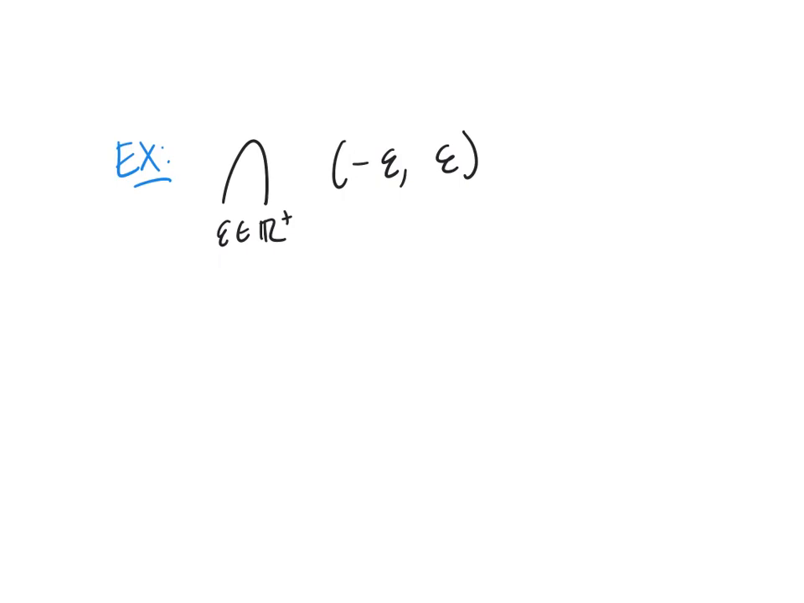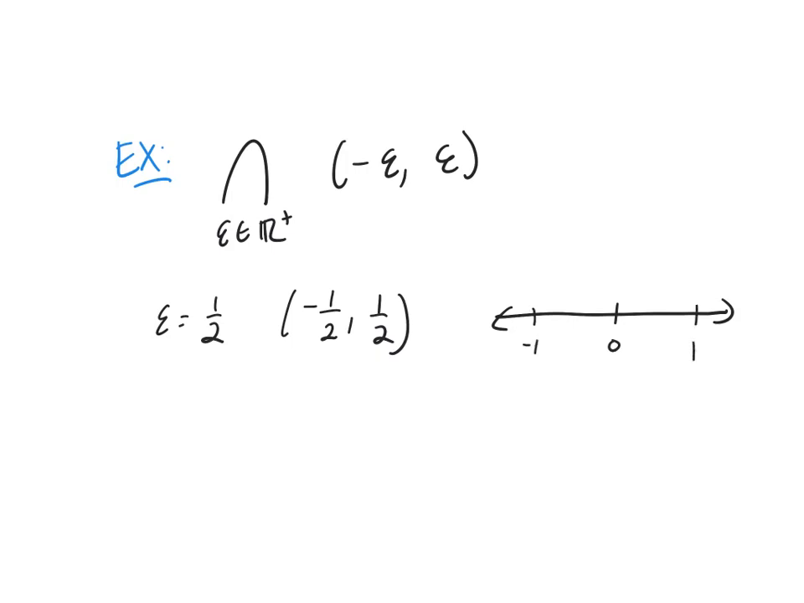So here, I'm only restricting myself to positive numbers, but they could be real numbers. So I can use fractions now if I want. So epsilon could be 1/2, and then my interval would be negative 1/2 to 1/2. Here to here, not including my endpoints, so open circles there.